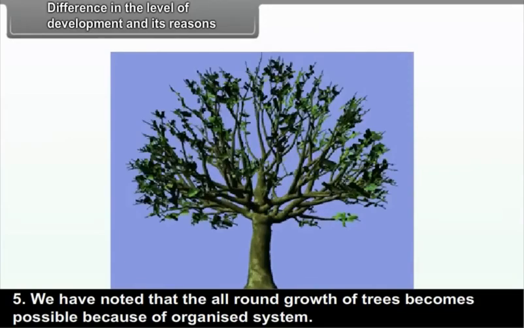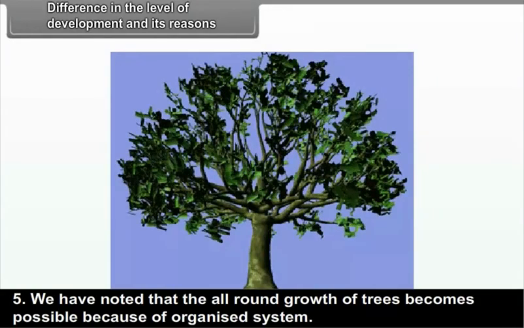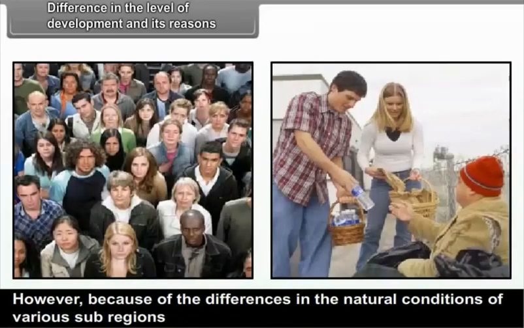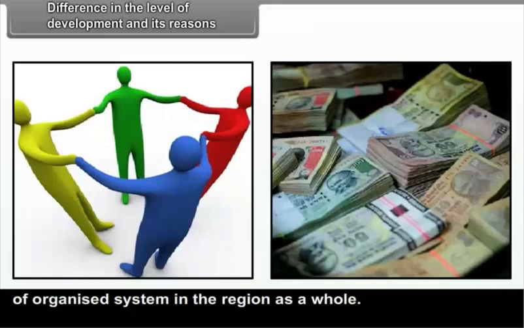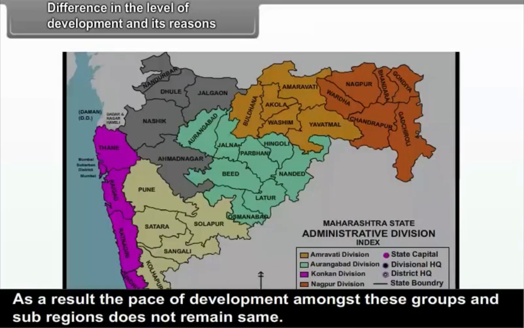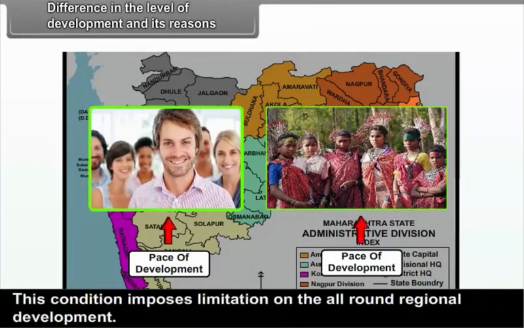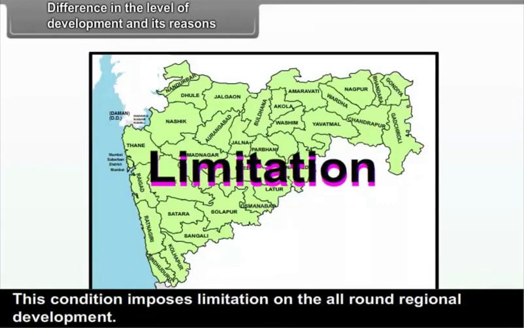We have noted that all-round growth of trees becomes possible because of an organized system. However, because of the differences in the natural conditions of various sub-regions and variations in socio-cultural characteristics of different groups of individuals, there are limitations on the emergence of an organized system in the region as a whole. As a result, the pace of development amongst these groups and sub-regions does not remain the same. This condition imposes limitation on all-round regional development.